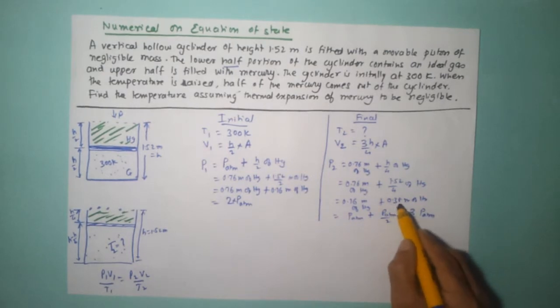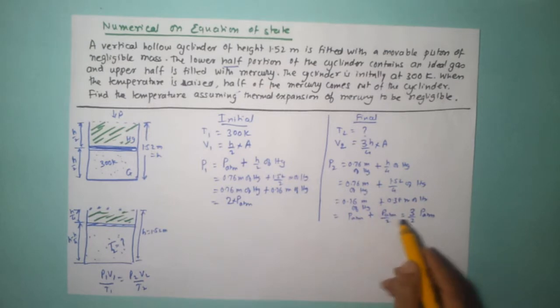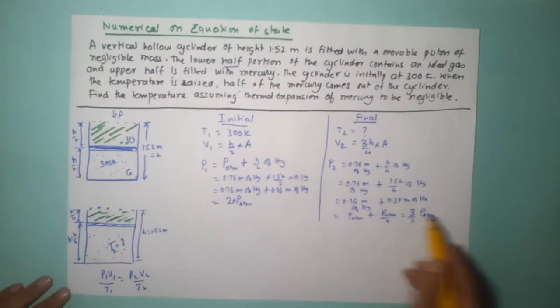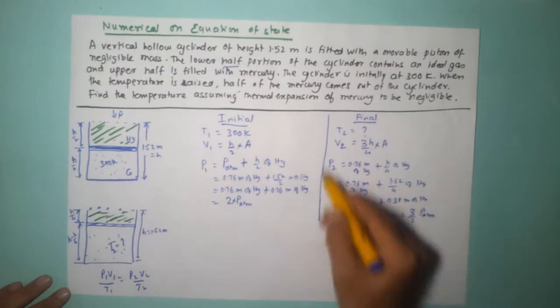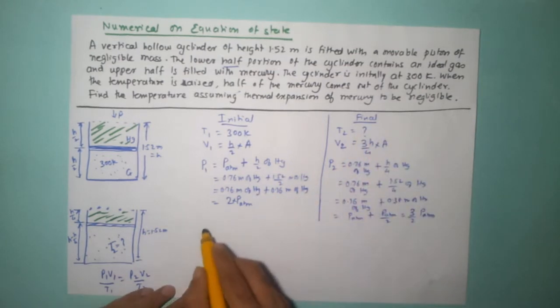I hope you got this. This is 0.38, which is 0.76 by 2. So this is P atmosphere by 2. Adding these two will get 3 by 2 P atmosphere. Now we have got P1, V1, T1 and P2, V2, T2, and now we can use the equation of state.